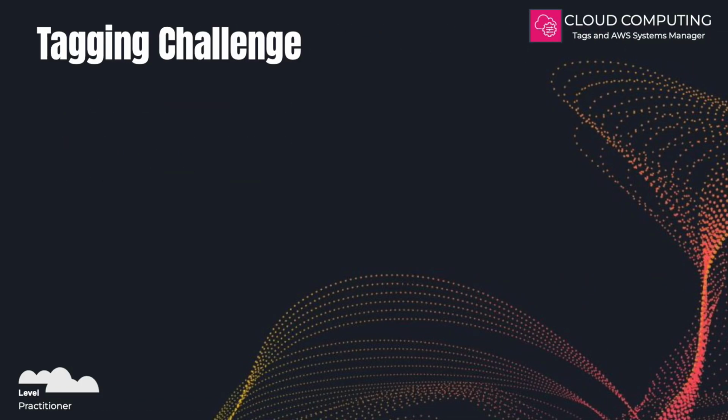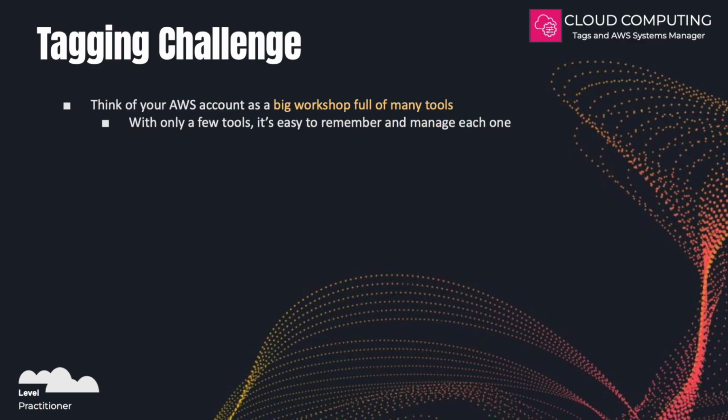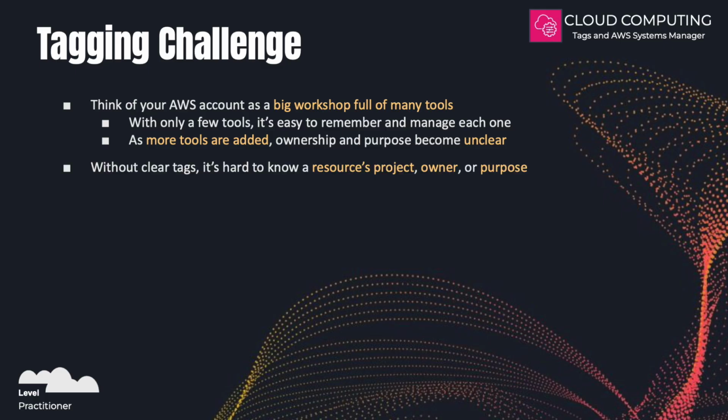Imagine your AWS account as a big workshop full of different tools. At first, with only a few tools, it's easy to remember what's what. But over time, you add more and more tools, and suddenly it's hard to know which ones belong to which project, who owns them, or whether you still need them or not. That's the kind of problem tags and Systems Manager help you solve.